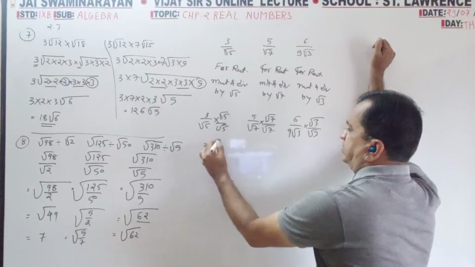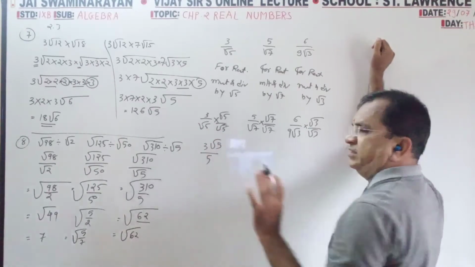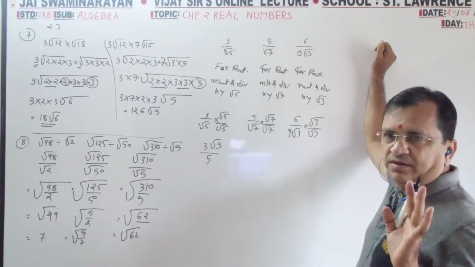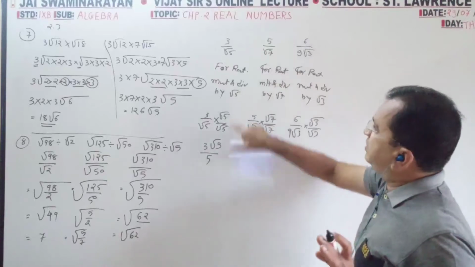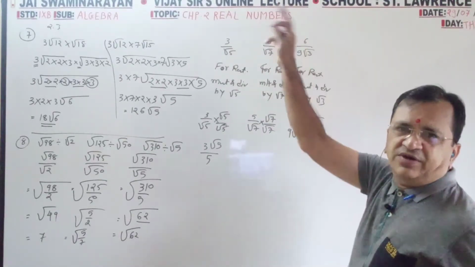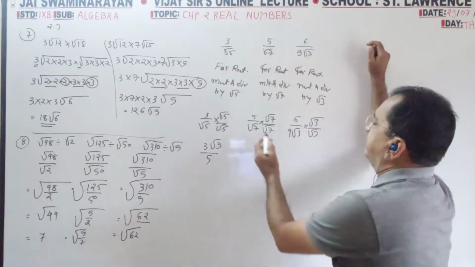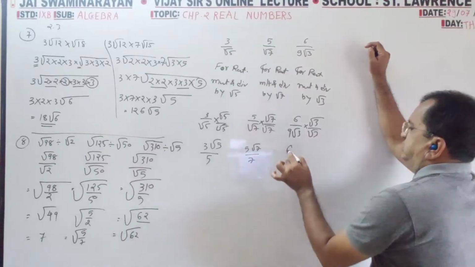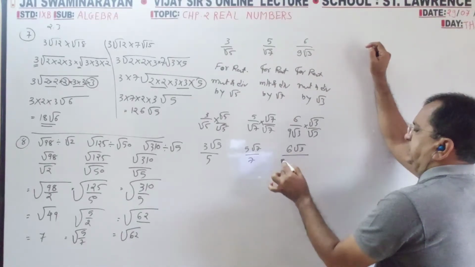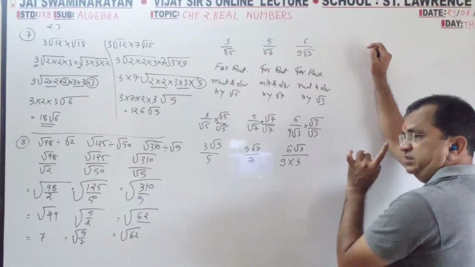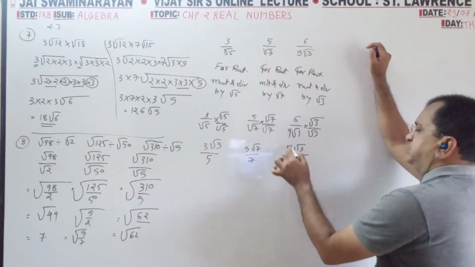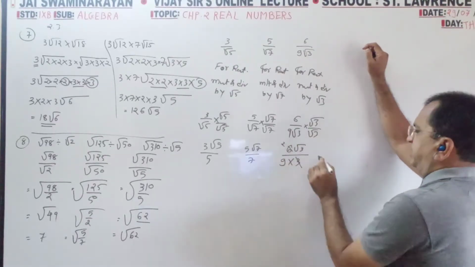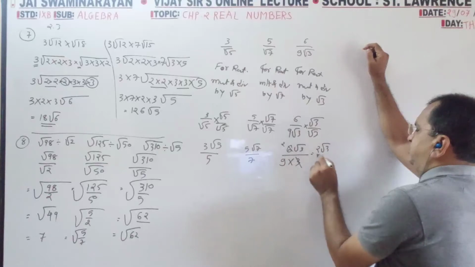3 root 5. Root 5, 5. So now no root in the denominator. So already it is rationalized. This number and this number are exactly equal. Calculator value of both the surds is exactly equal. Root 7 is 7. This is 5 root 7. Okay. 6 root 3. 9 into 3. Root 3, 3. With 3 this you can cut. With 9 also you can cut. No problem. 2 root 3 by 9.